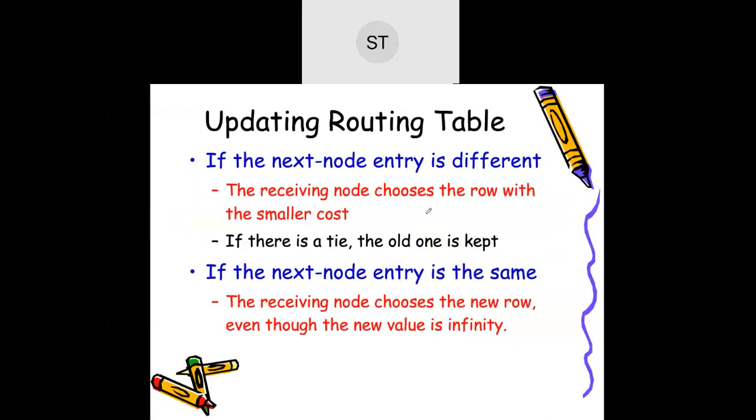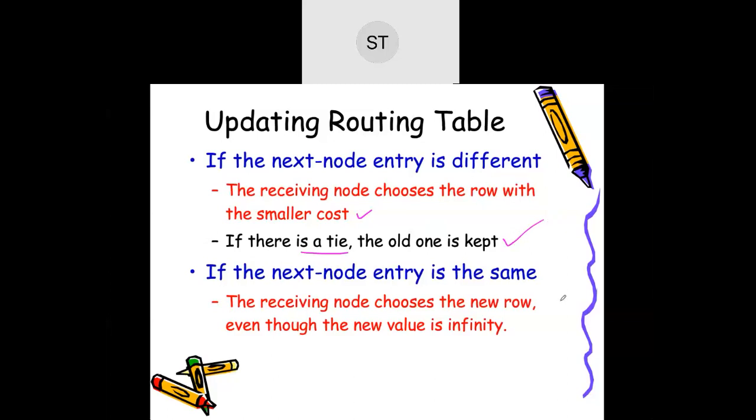So the receiving node chooses the row with the smallest cost. And if there is a tie, the old one is kept. This is the thumb rule. Because as there is no change, why update the table?